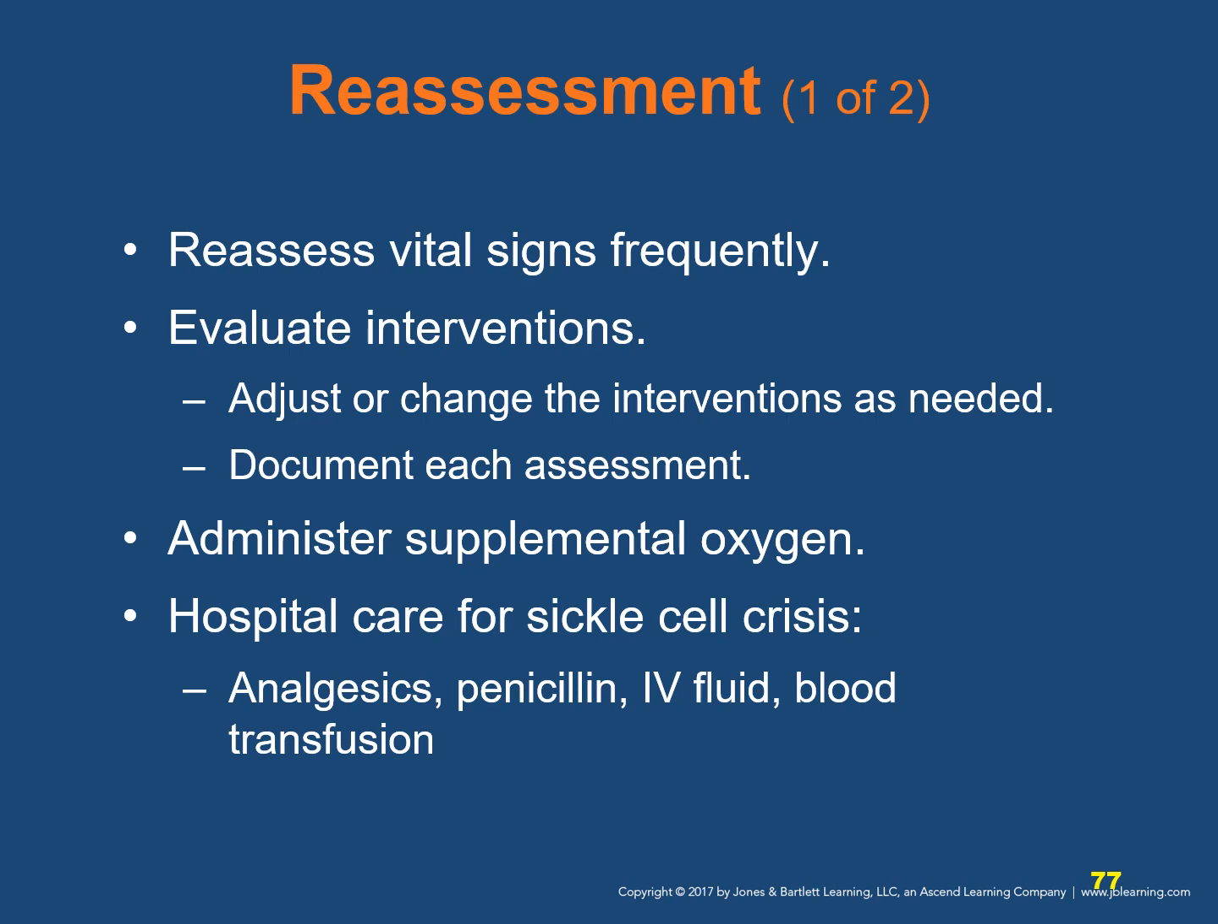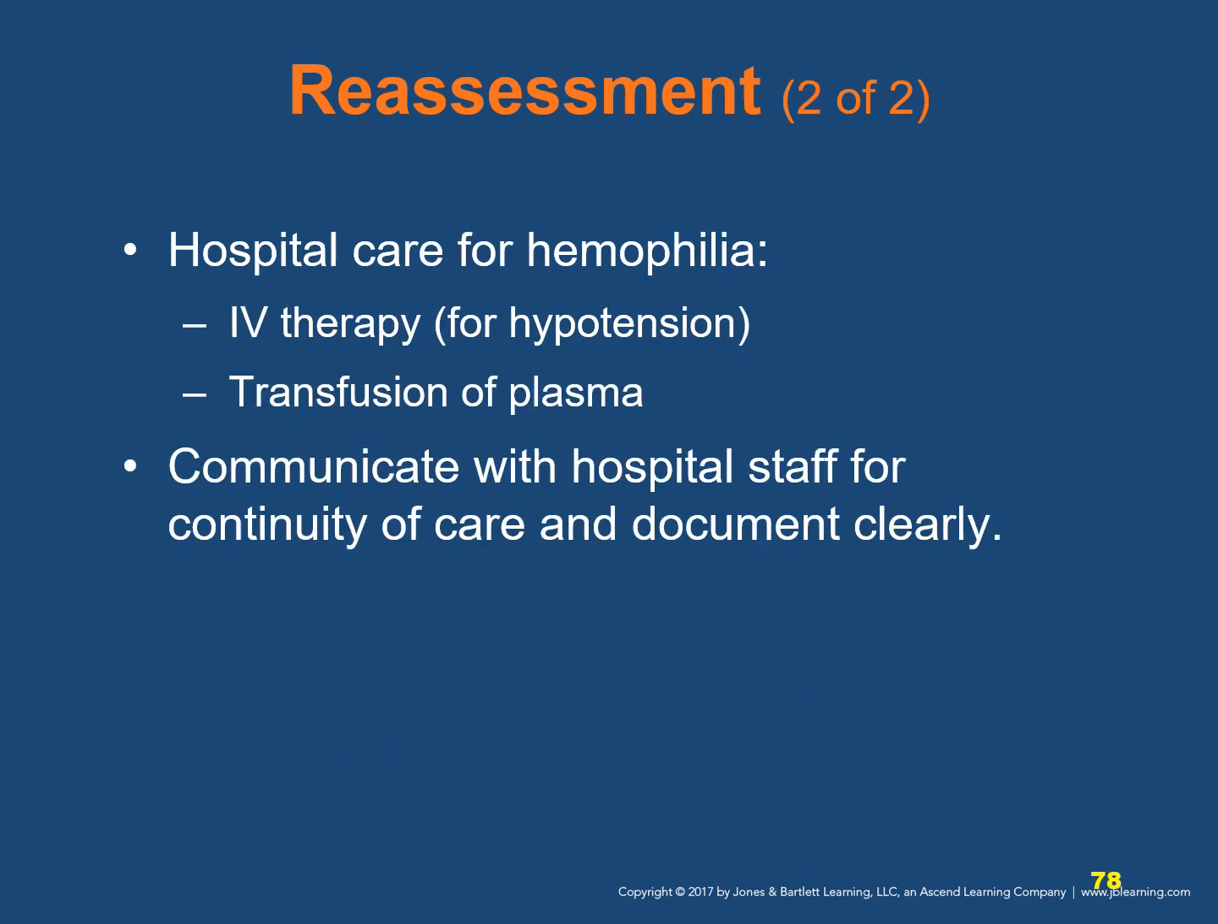Hospital care for sickle cell crisis may include analgesics for pain, penicillin to treat infection, IV fluid for hydration, and blood transfusion depending on the severity of the condition. Hospital care for hemophilia may include IV therapy to treat hypotension, transfusion of plasma, and make sure to communicate with hospital staff for continuity of care and document clearly.